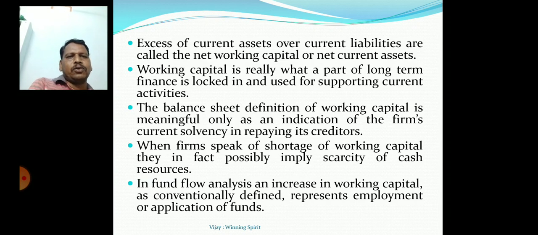It means repaying the creditors who supplied the raw material, the wages, and who provided the services. When firms speak of a shortage of working capital, they in fact possibly imply the scarcity of cash resources. In funds flow analysis, an increase in working capital, as conventionally defined, represents employment or application of funds.